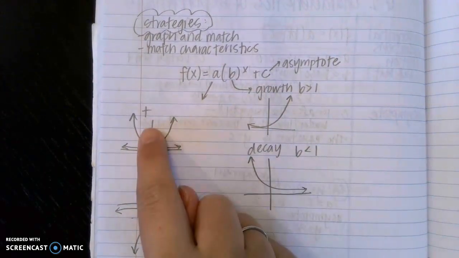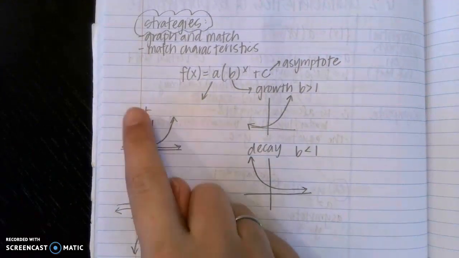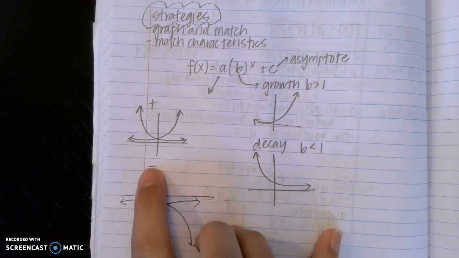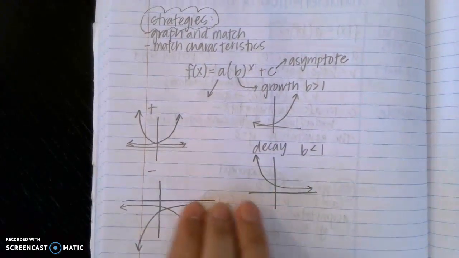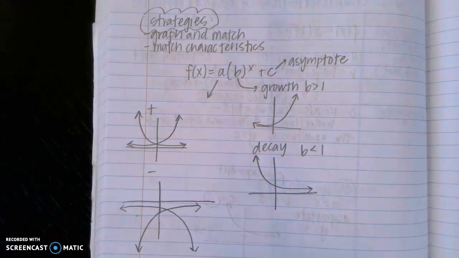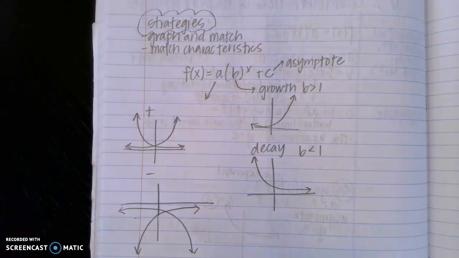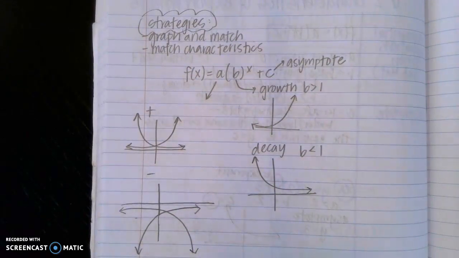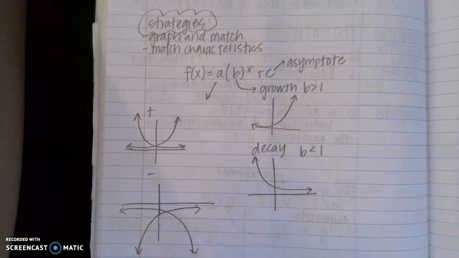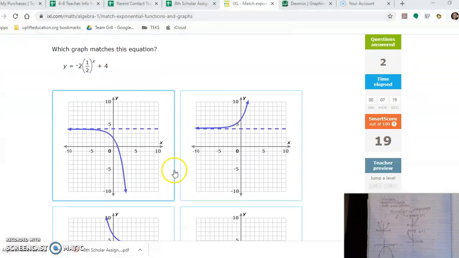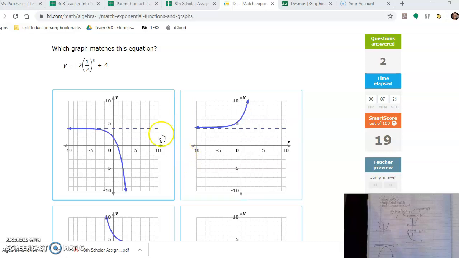If my a value is positive, it's going to look like it's above the x-axis. If my a value is negative, then it's going to be below, typically, the x-axis, or it's going to look like it's going down, on the bottom half. This is a little cheat sheet, so you're welcome to screenshot it, or pause and have it up next to your screen. But now let's take a look at this example and see if we can match the characteristics.